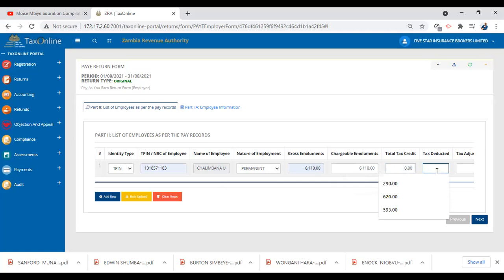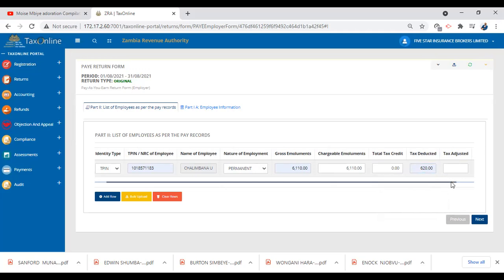Then tax deducted. This is where you now indicate the tax that you would have calculated using the tax bands. If we look at this amount, 6,110, we are taxing 2,110 kwacha, because the first 4,000 kwacha is taxed at 0%. So you find that the tax component in that will just be 620 kwacha. So you indicate it like that.